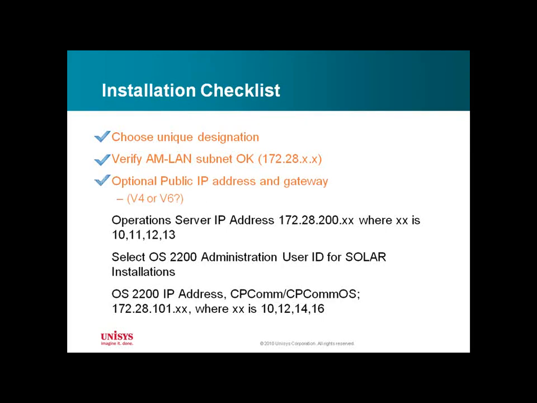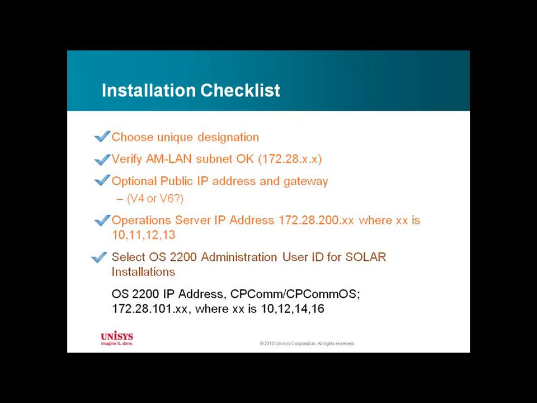Decide if you're going to connect your QProcessor to a public LAN. What will its address and gateway be? And are you going to use IPv4 or IPv6? The operation server should be configured with a compatible address to the AM/LAN. We set a default at 172.28.200, where the last digits are either 10, 11, 12, 13.